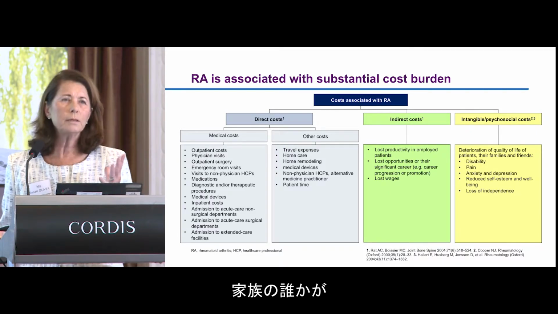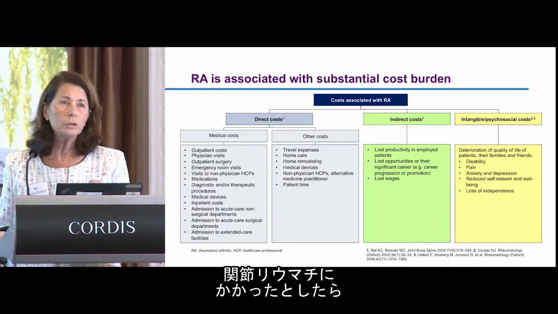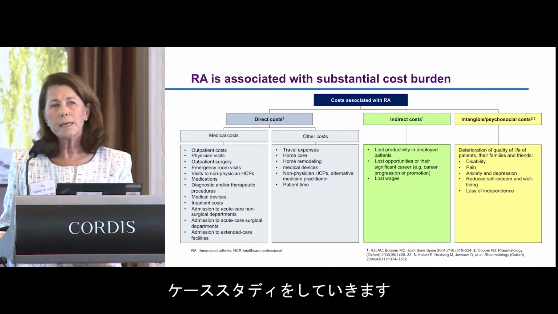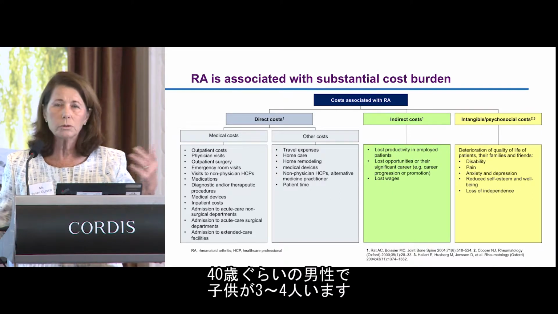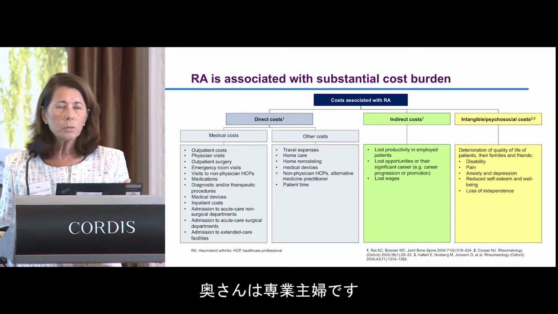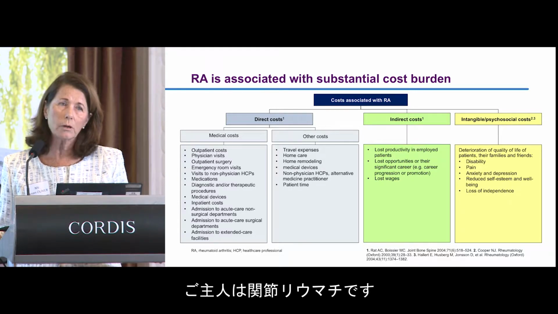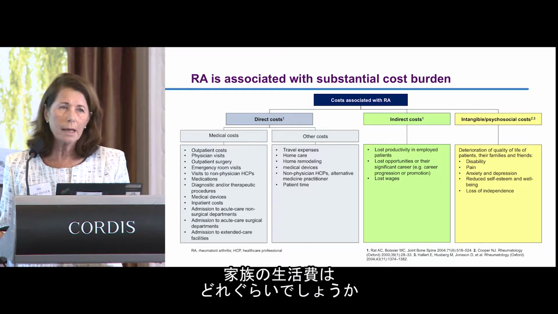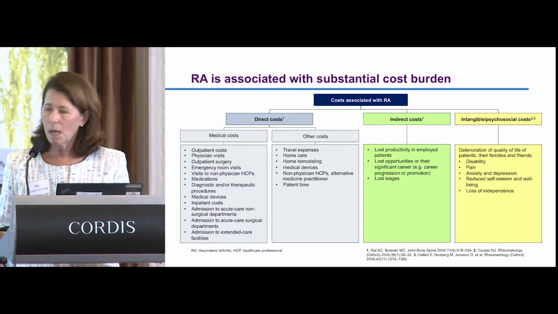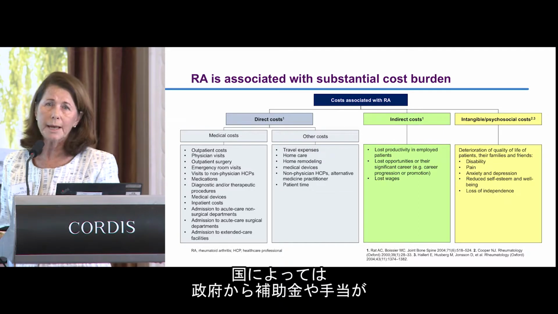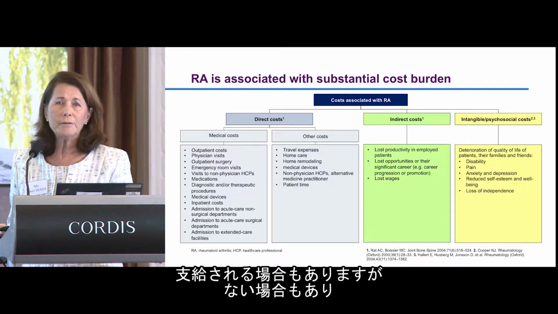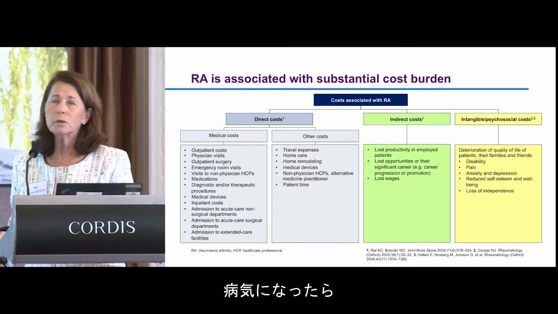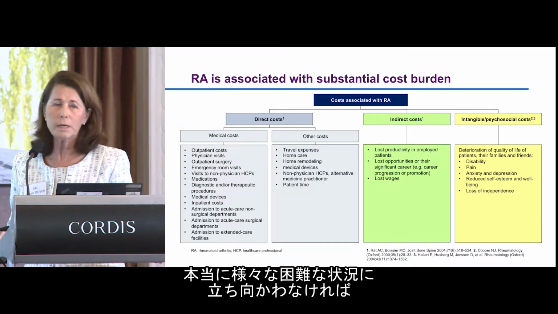If you think about one family who've got somebody with rheumatoid arthritis, a man of, say, 40, we're going to do some case studies, but a man of about 40 who's got 3 or 4 children and his wife doesn't work, and he now gets rheumatoid arthritis, and his job is using his hands. What are going to be the costs to their lives? It's significant. In different countries, it will have a different impact, because sometimes there are benefits and help from the government, and sometimes there aren't. And sometimes people have to look at all sorts of really difficult situations when they're that ill.